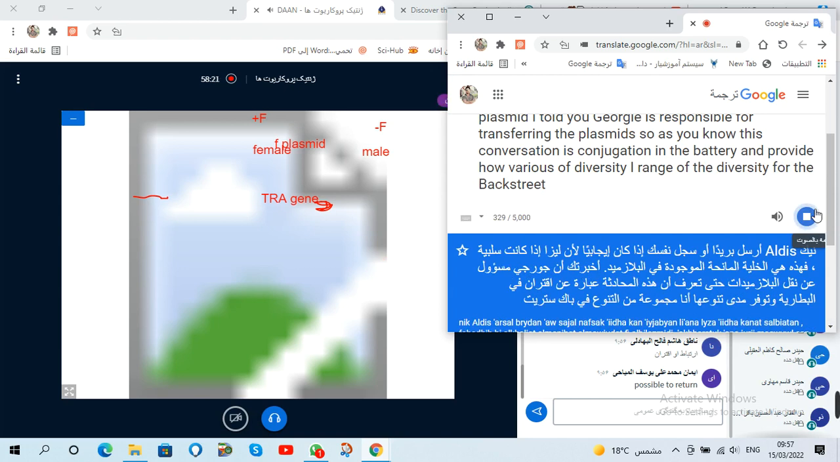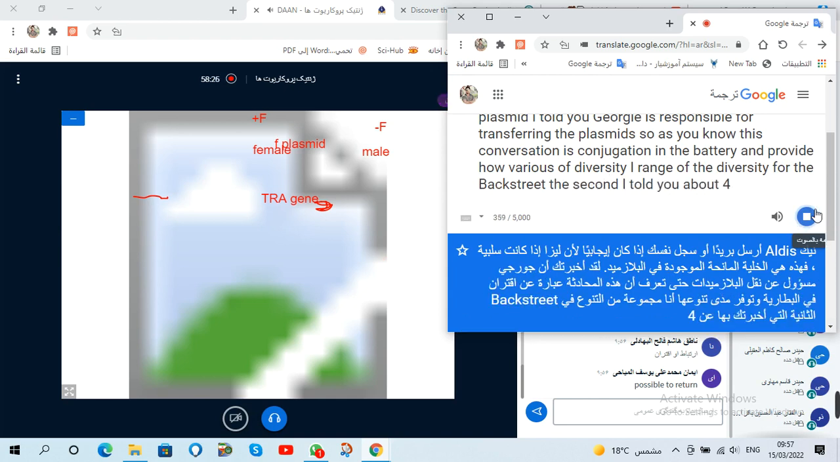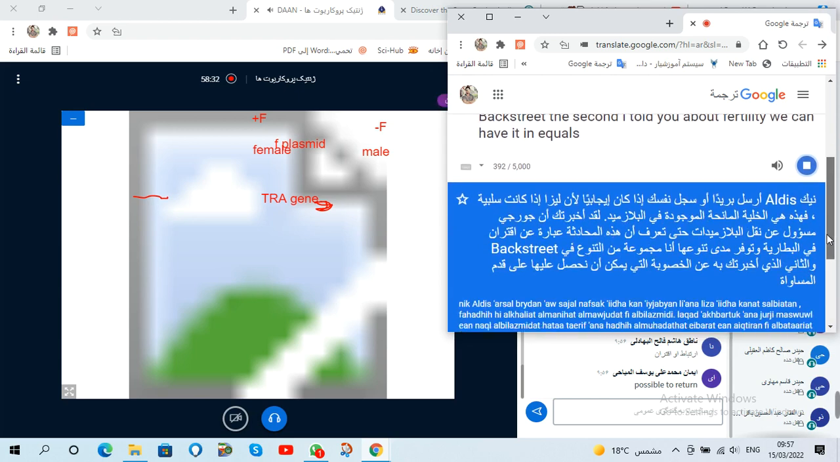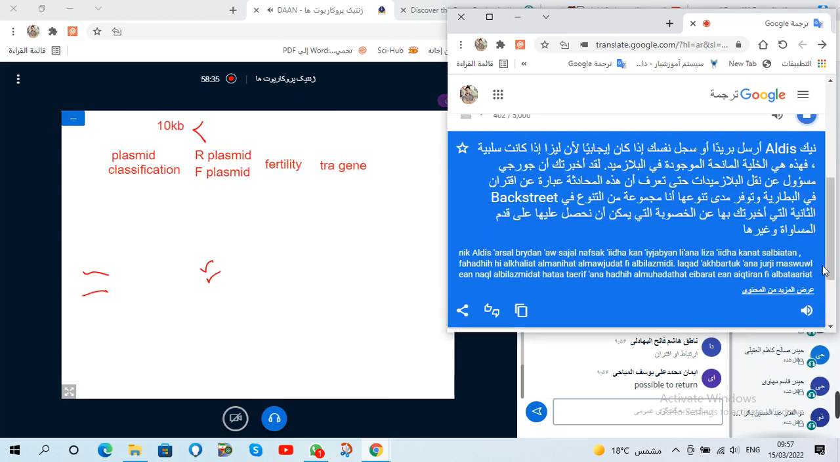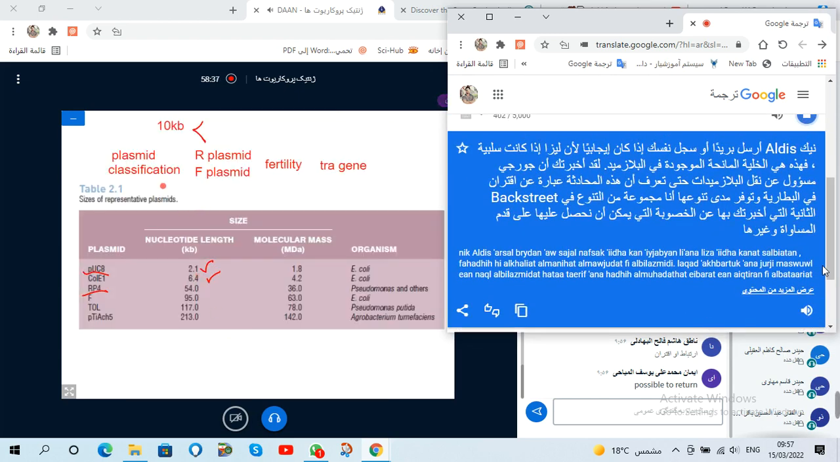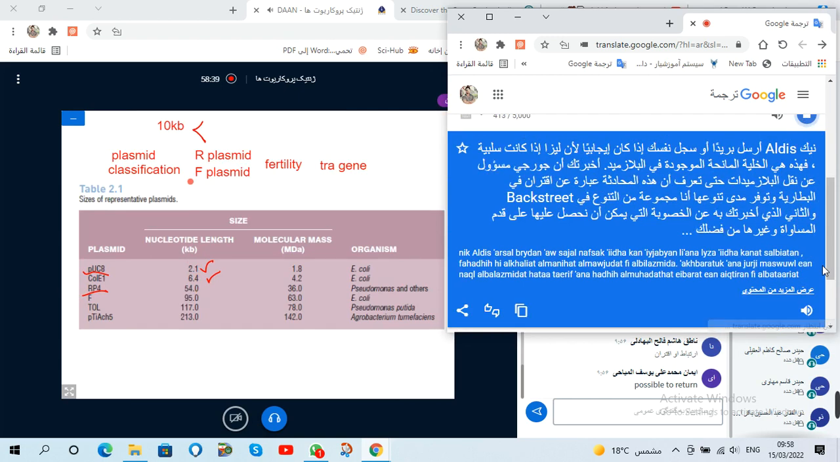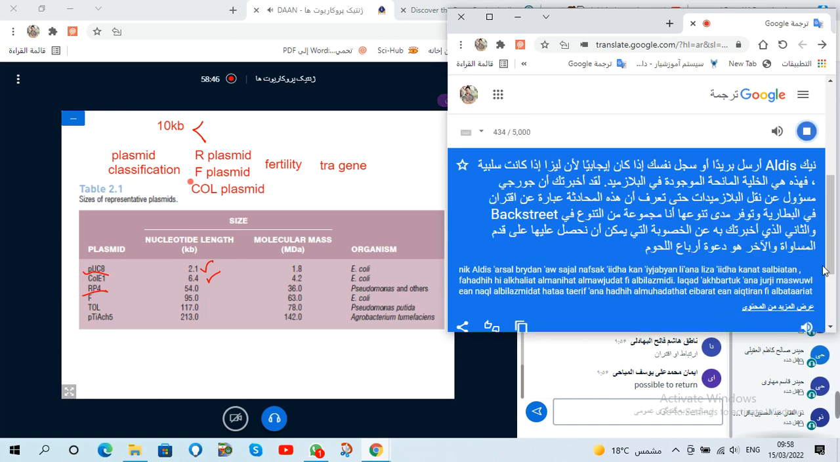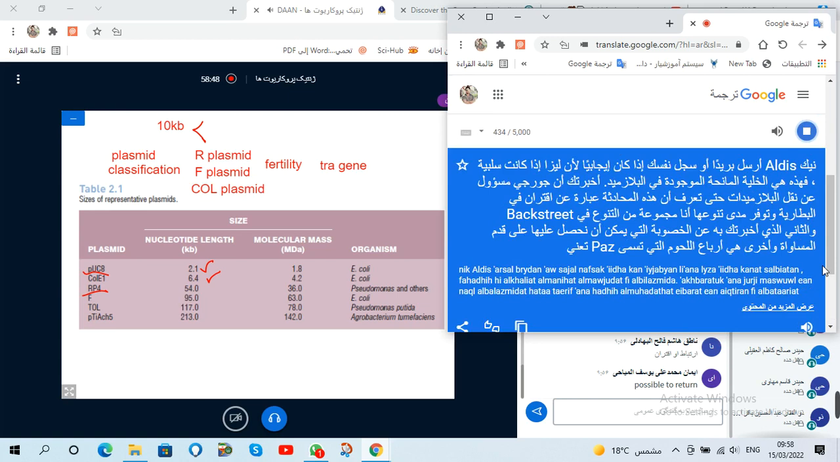So the second I told you about is fertility. We can have it in E. coli and other plasmids. What is plasmid?